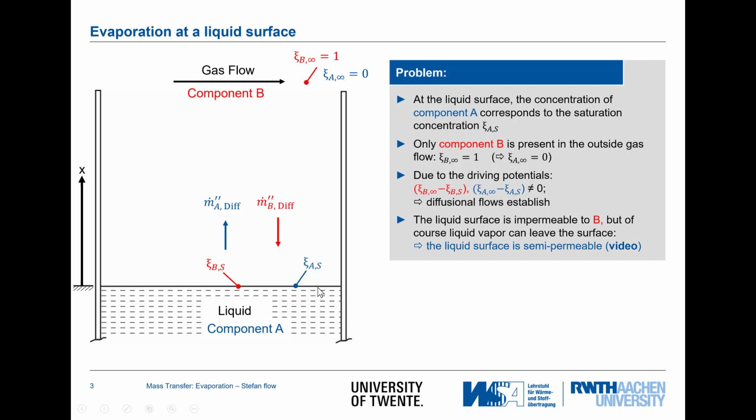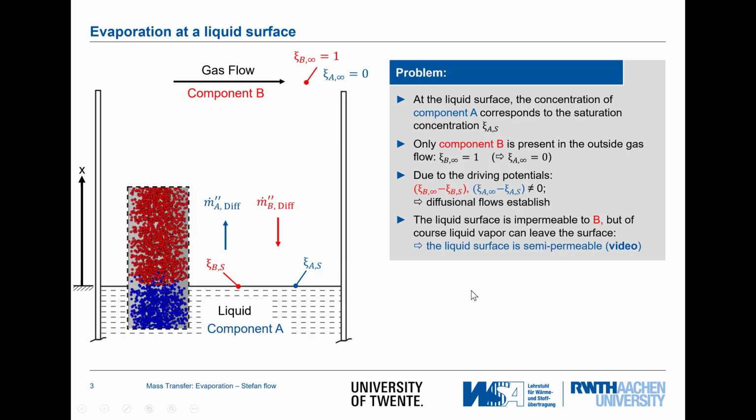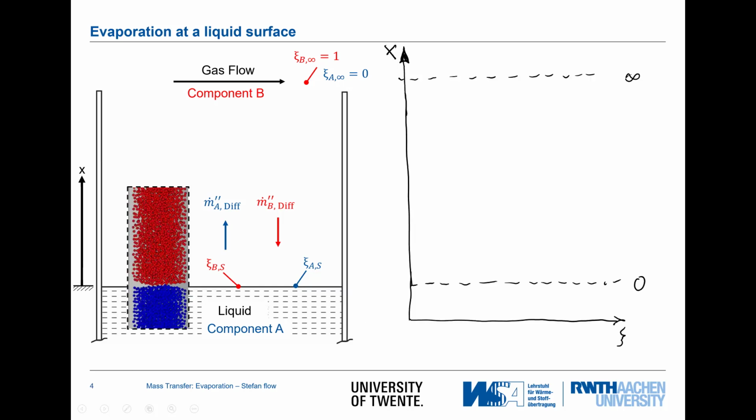And this surface, impermeable for B but permeable for A, we call semi-permeable, and there's a little video that illustrates that. So we see the blue molecules that move into the gas phase. However, the gas phase originally just made out of component B cannot cross the liquid surface, and this has certain consequences, and these consequences I'd like to discuss here.